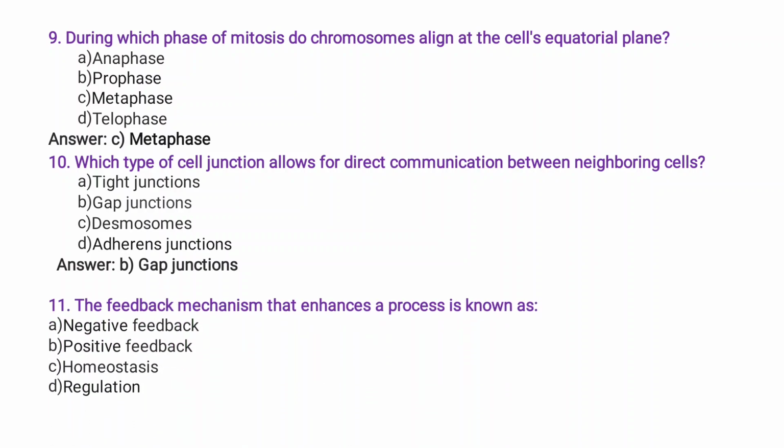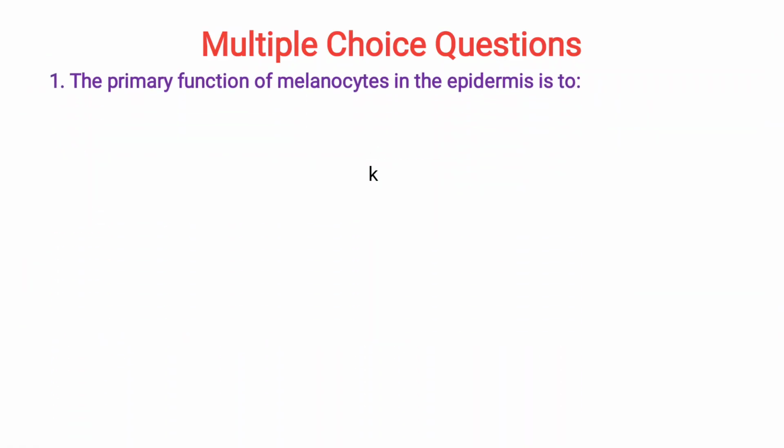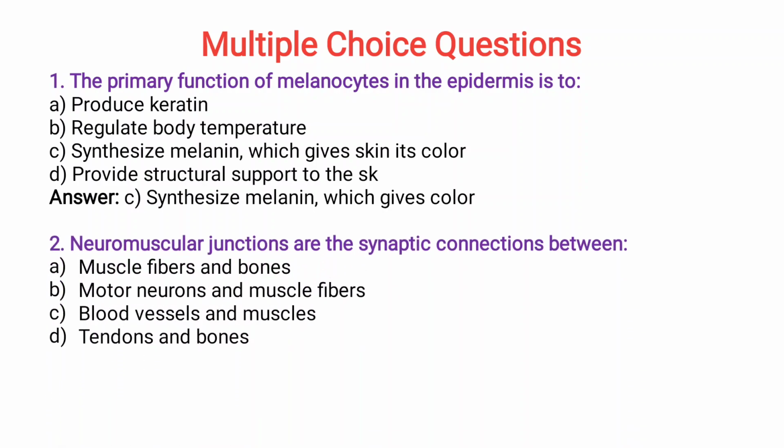Next, the feedback mechanism that enhances a process is known as A, negative feedback, B, positive feedback, C, homeostasis, and D, regulation. Positive means enhancing, so B is the correct answer. Next, the primary function of melanocytes in the epidermis is A, produce keratin, B, regulate body temperature, C, synthesize melanin, which gives the skin its color, and D, provide structural support to the skin. So answer C is correct. It synthesizes melanin.